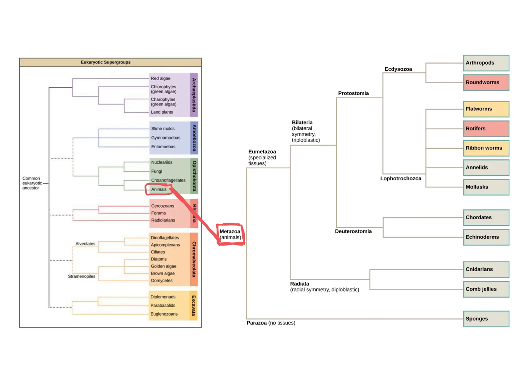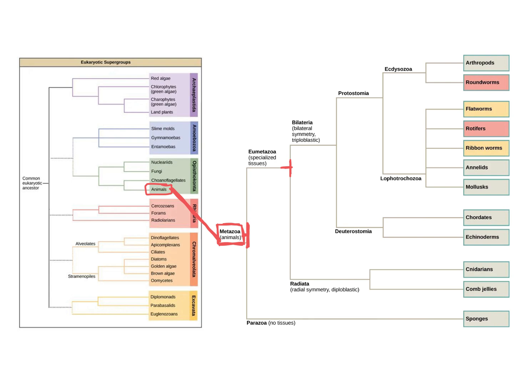So remember, we talked about whether the animal has true tissues or not. And so that gives us our first separation or first dichotomy here. We can then talk about whether the Eumetazoa are bilateria, meaning that they have bilateral symmetry, or radiata, meaning that they have radial symmetry.